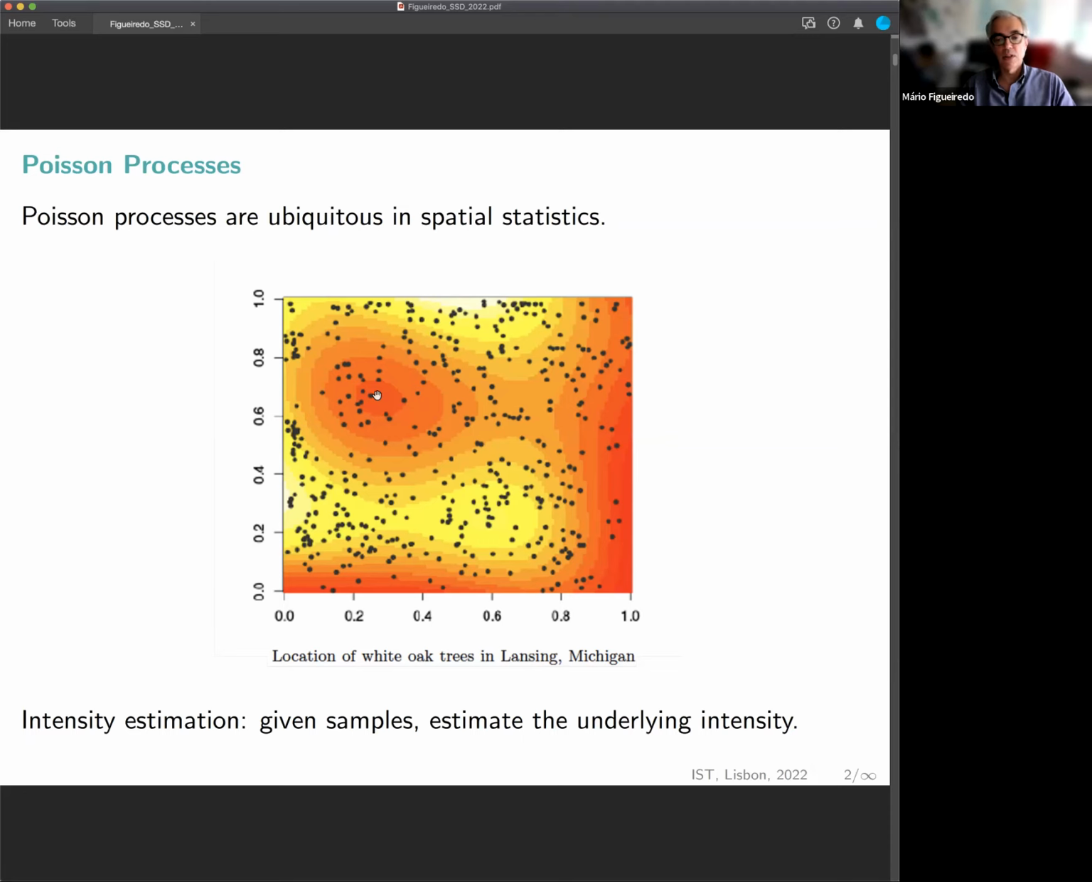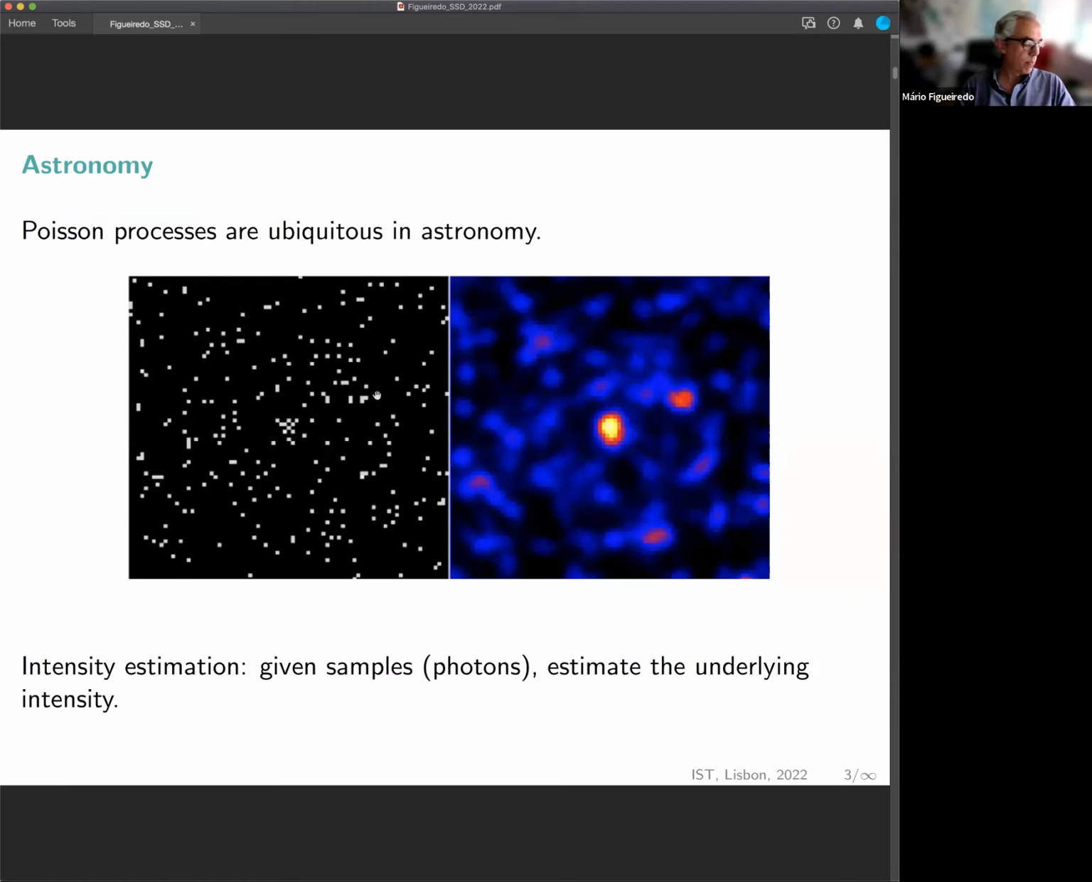And most of the time, you're given these black dots, the events. This could be trees, or it could be something else, and the goal is to try to estimate the underlying intensity of the process. This has applications in many different areas of spatial statistics, including astronomy, which is a sort of spatial statistics. This is a deep space image in visible light, and these are photons. On the left you have photons, and on the right, you have an estimate of the intensity of the source that produces those photons.